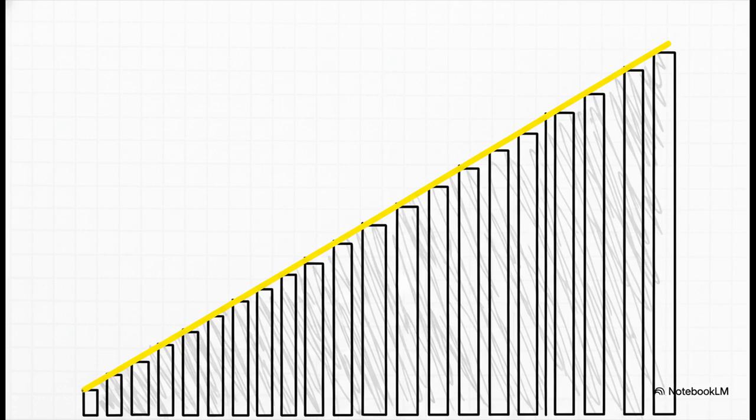So when you line them all up, from the tiniest ring at the center to the biggest one at the edge, their tops trace out a perfect straight line. The equation for that line? It's y equals 2 pi r.